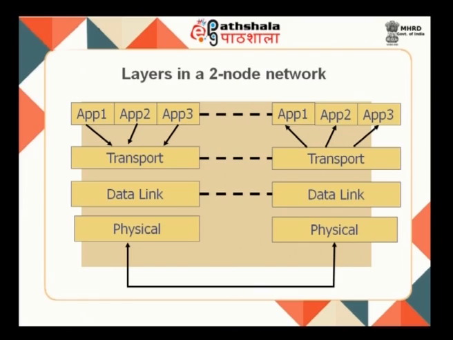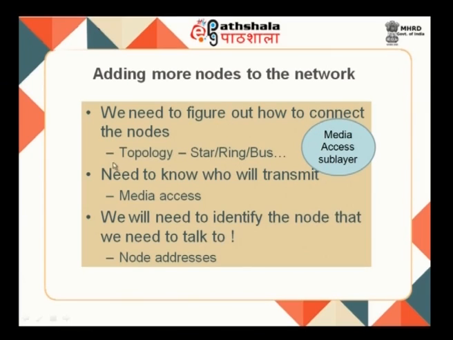Now, let us expand this to a larger network. Let us add more nodes to the network. So, what do we need to do now? First thing we need to figure out is how to connect the nodes in the network. One thing we talk about is something called a topology. That is, what is the structure that we use to connect up these nodes? It could be a star topology, a ring topology, a bus topology, and so on.